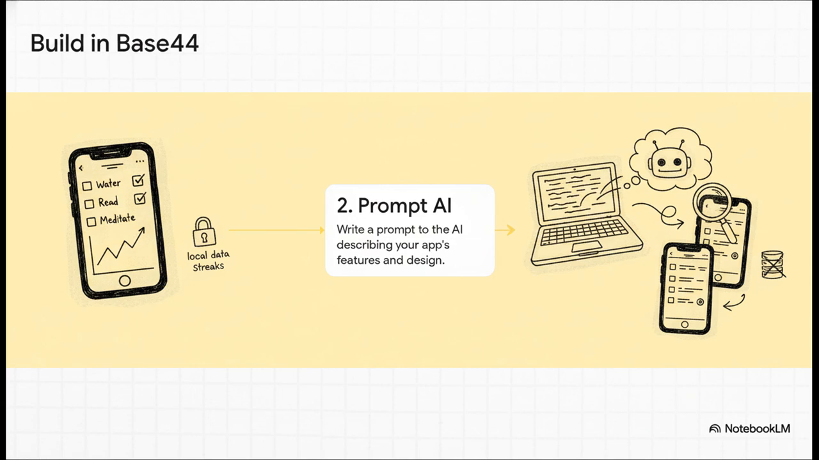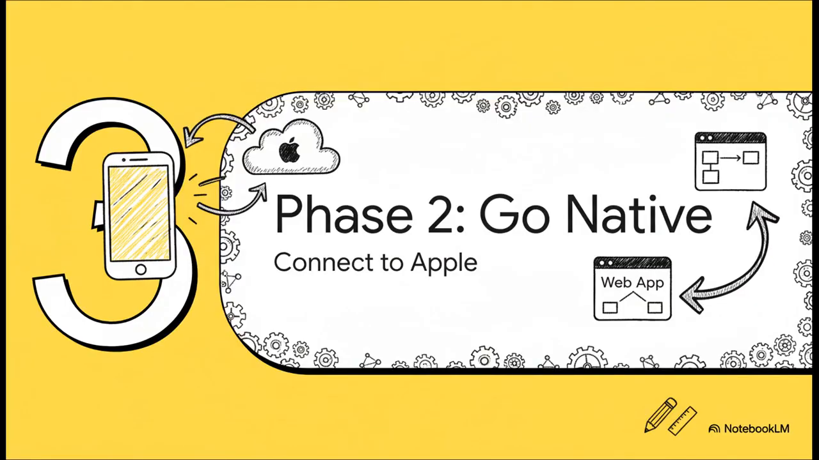Step 2, you go into Base44 and just write it out. A prompt like, build me a habit tracker where I can add habits and track my streaks. The AI does the heavy lifting. Then you just test it out, make sure it works. For our little habit tracker, we'd probably want all the data to stay on the phone, so we could even add another little prompt like, hey, remove the login system, and boom, it's done. So we have a working web app.